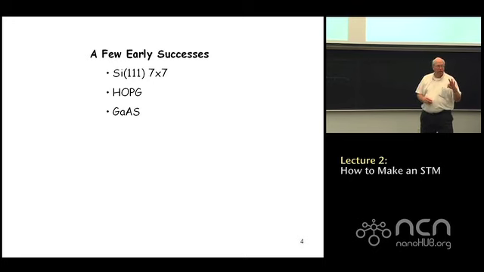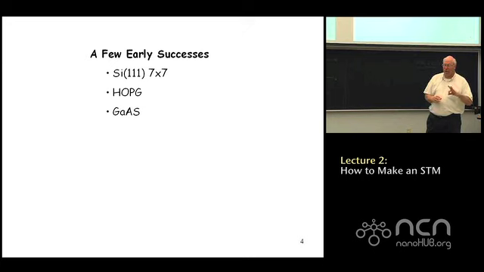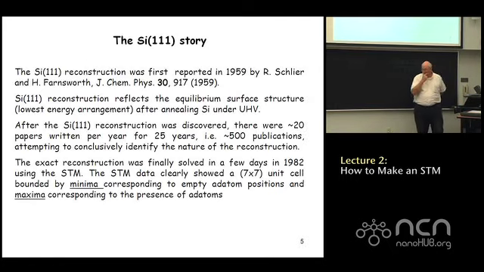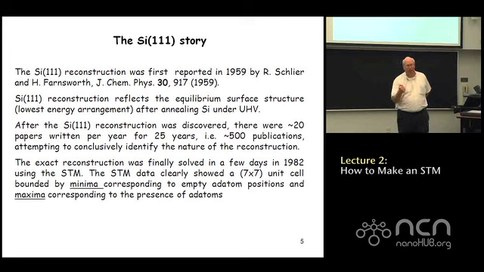Wanted to comment about 3 early successes of STM. These successes relate to the silicon 111 surface, and in particular, the reconstruction of atoms when a silicon 111 surface is formed. Talk a little bit about highly oriented pyrolytic graphite, and then a little bit about gallium arsenide. I have to just mention very quickly a little bit of the history behind silicon 111.